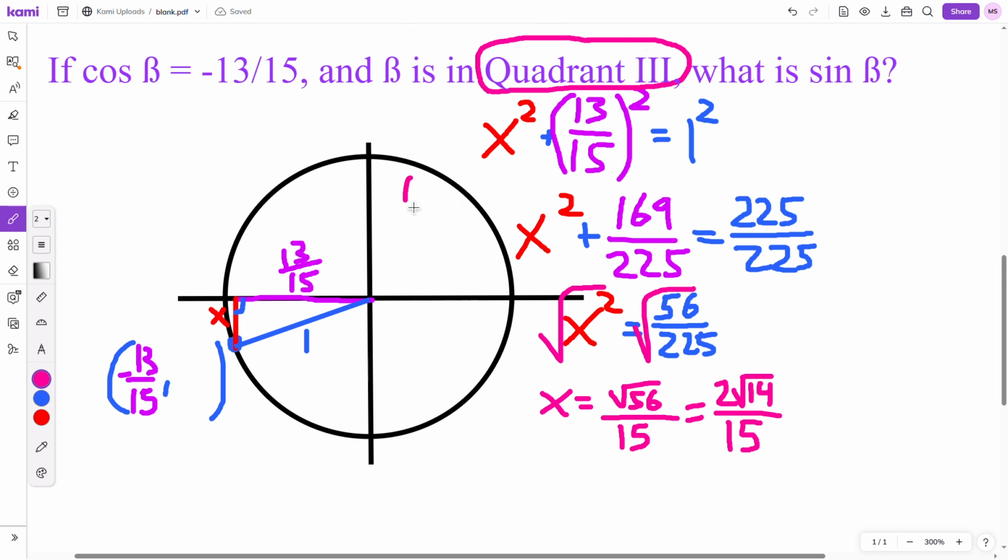Remember the quadrants, quadrant 1, 2, 3, and 4. In quadrant 3, both cosine and sine are negative. So the value is correct, but it's negative. It's negative 2 root 14 divided by 15. And that is the answer, my friends.